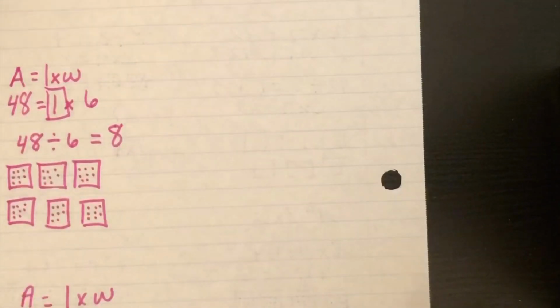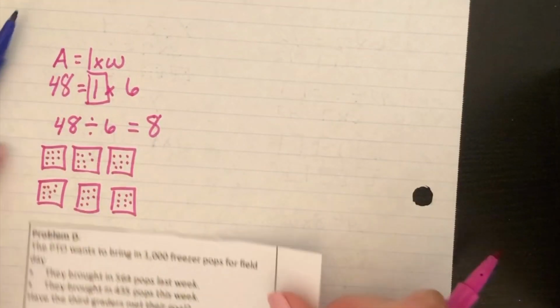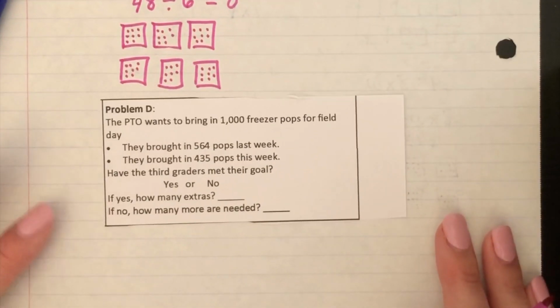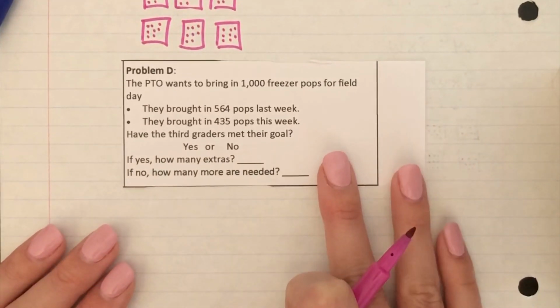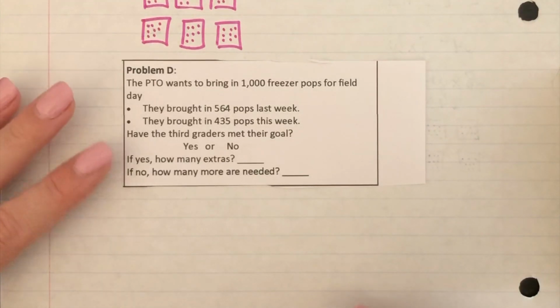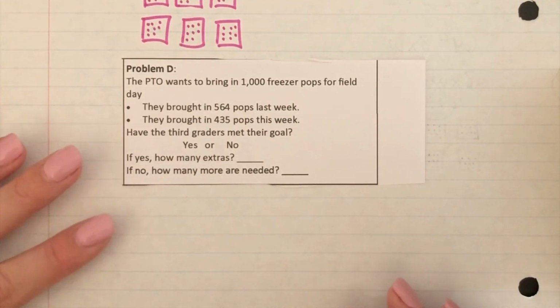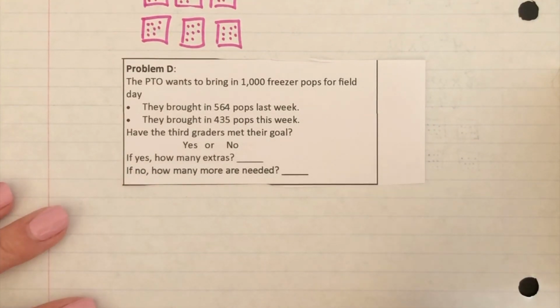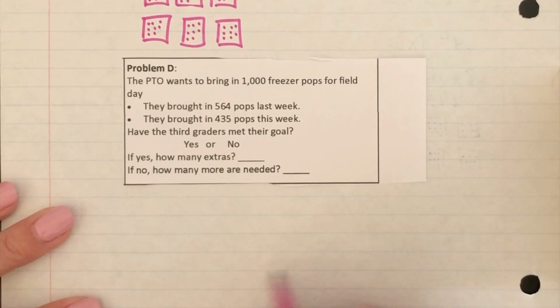And for problem D, it says the PTO wants to bring 1,000 freezer pops for field day. They brought 564 pops last week, and they brought in 435 pops this week.